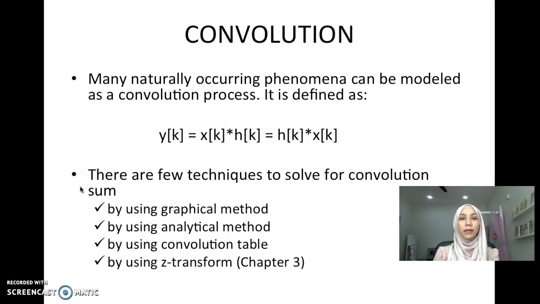Okay, convolution. Many naturally occurring phenomena can be modeled as a convolution process. It is defined as y[k] equals x[k] convolution with h[k] equals h[k] convolution with x[k]. Actually, there are a few techniques to solve for the convolution sum: using the graphical method, which we will learn in the next class; using the analytical method, which we will learn in this topic; using a convolution table; and also using the Z transform, which will be covered in chapter 3.